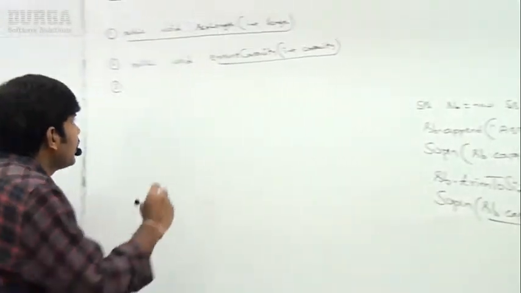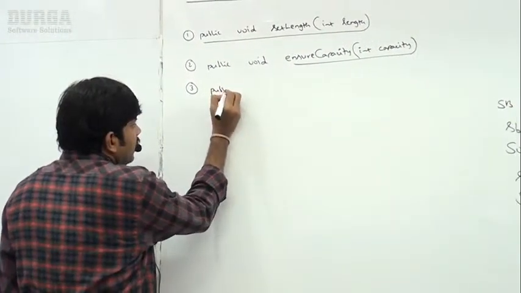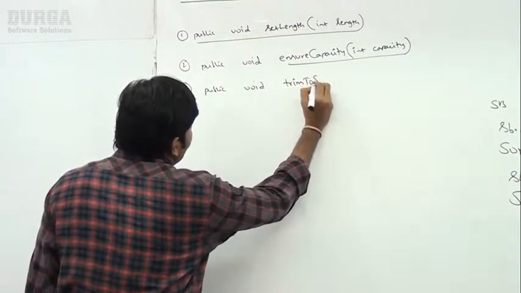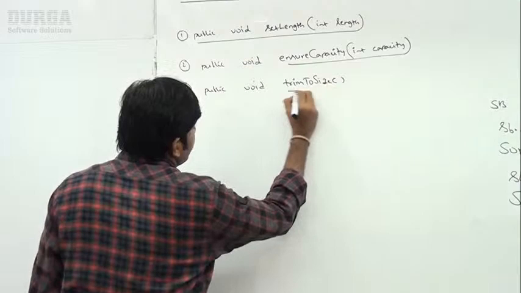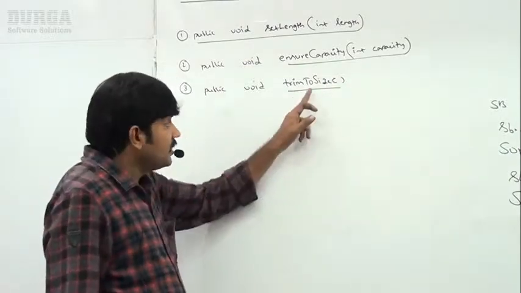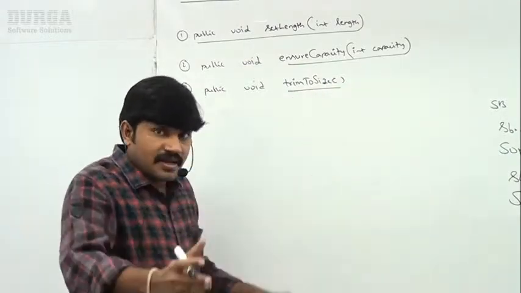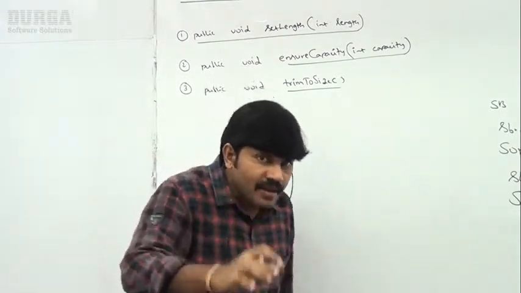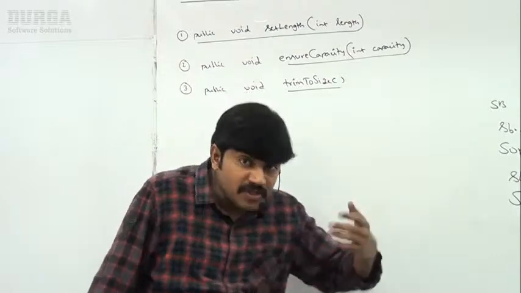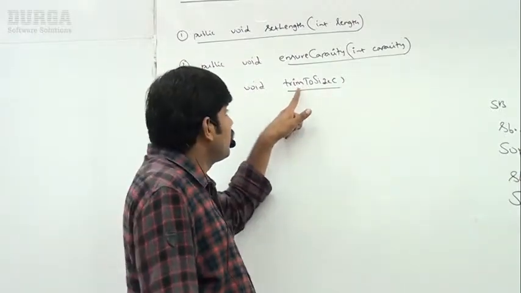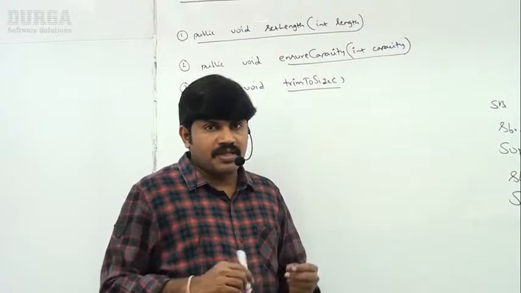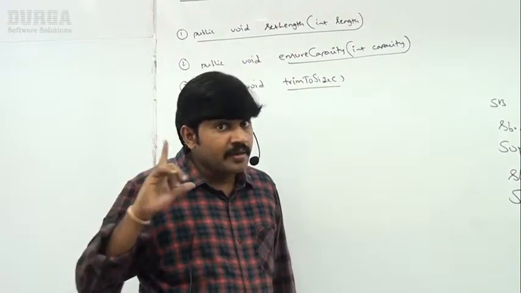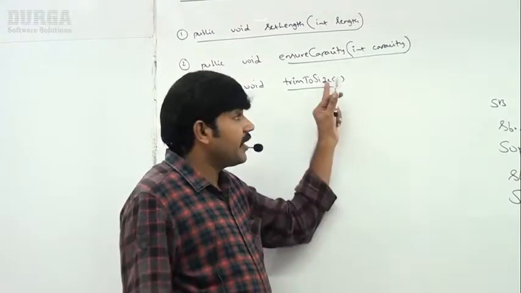So what are the next methods? public void trimToSize(). Are you getting it? For extra allocated free memory, if you want to deallocate it, then we should go for the trimToSize method. Any doubt? Are you in a position to understand clearly? This is what you should be aware of clearly.